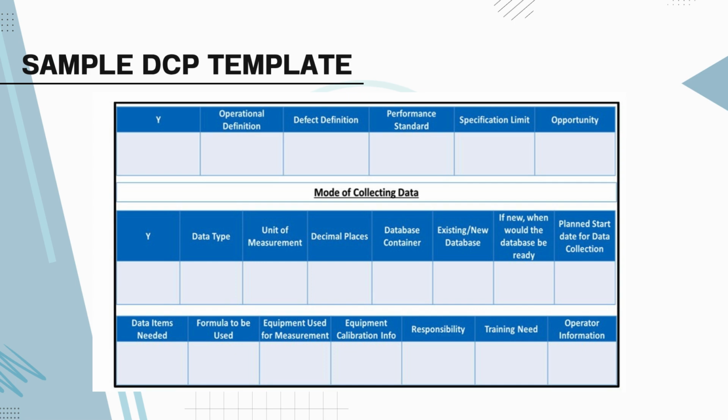Opportunity indicates how many chances there are for a defect to occur in a unit. Critical for calculating metrics like DPMO, defects per million opportunities.